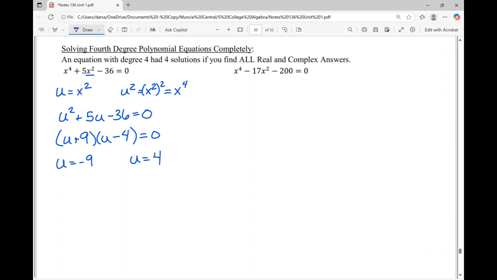So are we done? Do we have four answers? No, in fact, we don't have any answers because remember, it's not all about u, it's about x. Since u is equal to x squared, we have to put that x squared back in for both of our u's. So we get x squared is equal to negative 9 and x squared is equal to 4. Now, how do I undo a squared? With a square root.